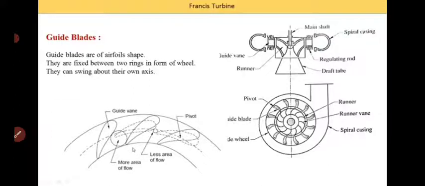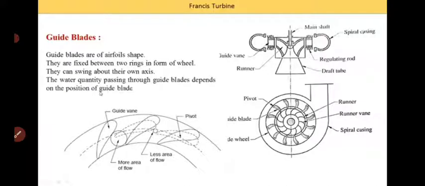Now suppose we are required to reduce the quantity of water supplied to the turbine, then what are we doing? We are moving the guide vanes, and the guide vane comes into these new positions like these dotted lines. At that time what happened? The area between the two guide vanes is reduced, means less area of flow. Less area of flow means the quantity of water is reduced, because water enters at a continuous velocity in these different vanes. But the water quantity passing through the guide blades depends on the position of the guide blade, that we understand in the different two positions.